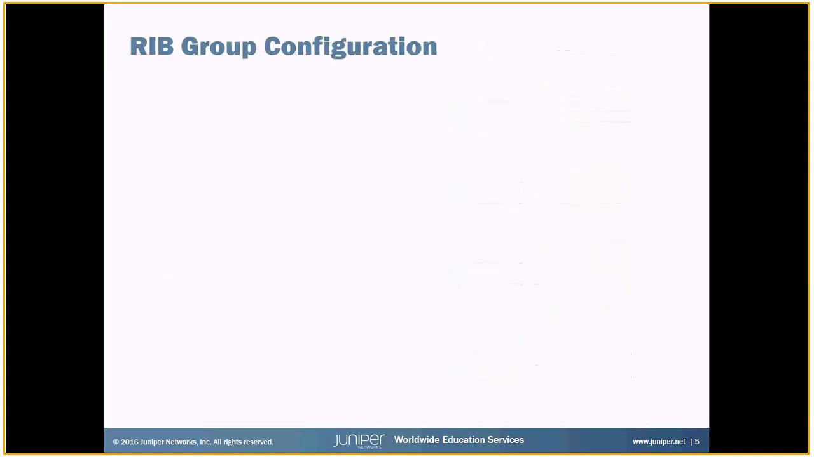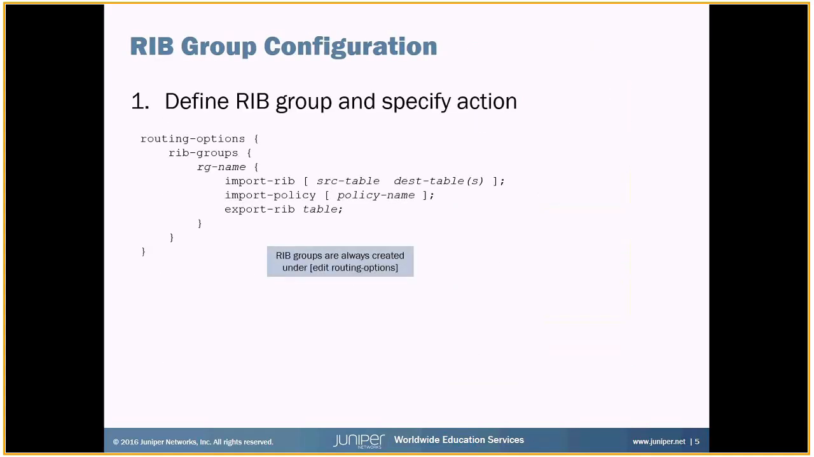Let's look at rib group configuration. There are really two steps to rib group configuration. The first one here is to define the rib group itself and specify an action. So under the routing options stanza, and that's the global routing options stanza, that's the one you always use to create rib groups, you can define rib groups, rib group name, and then these options here. They don't need to all be here. Let's just walk through them. Some of them are required, some are not.